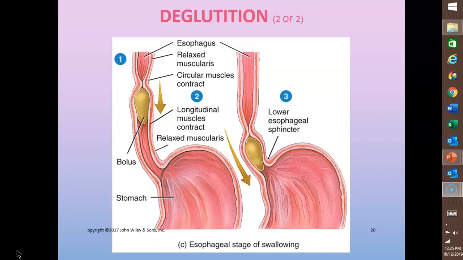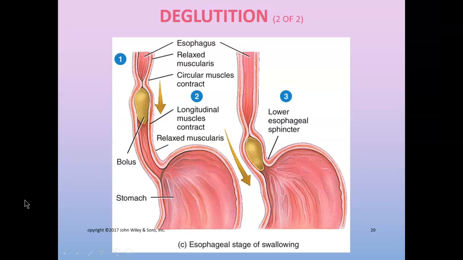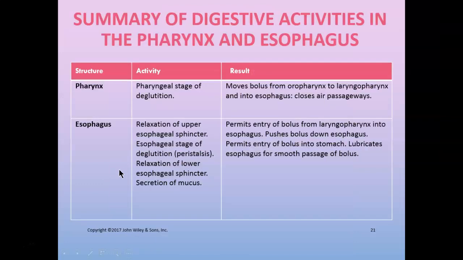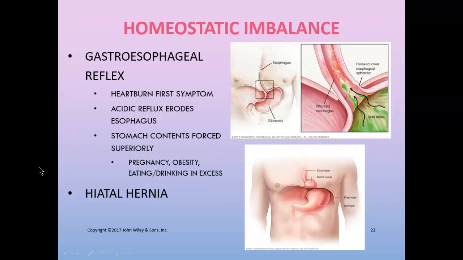Mucus secreted by the esophageal glands is going to lubricate that bolus of food and reduce the friction. The passage of solid or semi-solid food from the mouth to the stomach takes about 4 to 8 seconds. Very soft foods and liquids can move through in about 1 second. So this just gives you an overview or a summary of the role of the pharynx and the esophagus. Again, the things we've already talked about, but put into a nice little summary table for you.